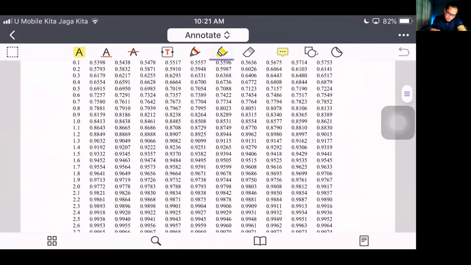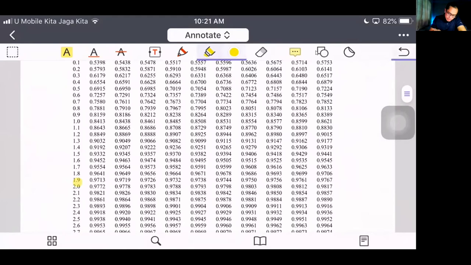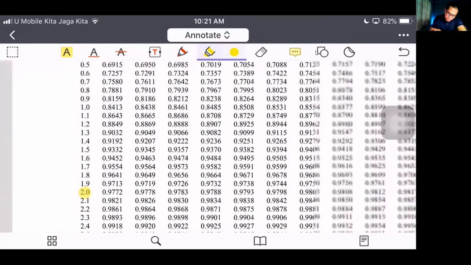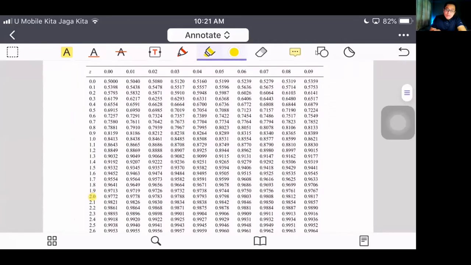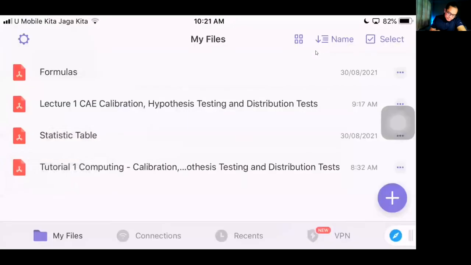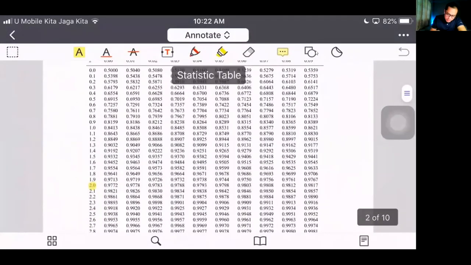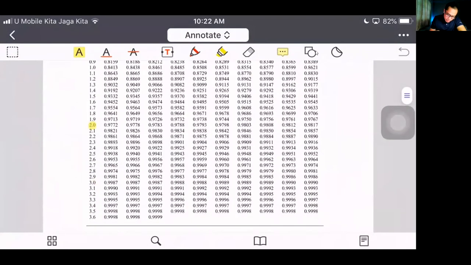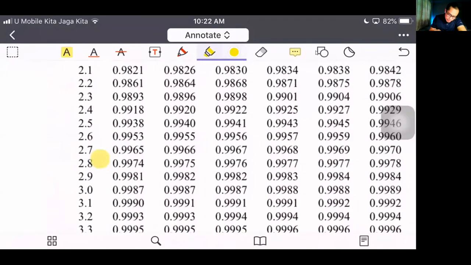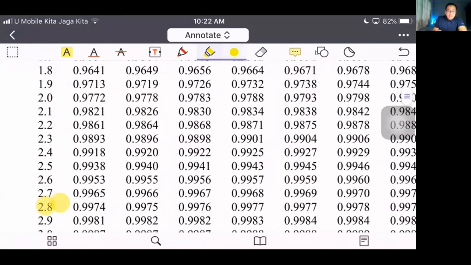So 2.8, it is here. Sorry, 2.8, what was it again? I have short term memory. 2.8, so not that one, this one. So your number is 0.9974. So 1 belongs to 100. So 1 minus this number, 0.9974.